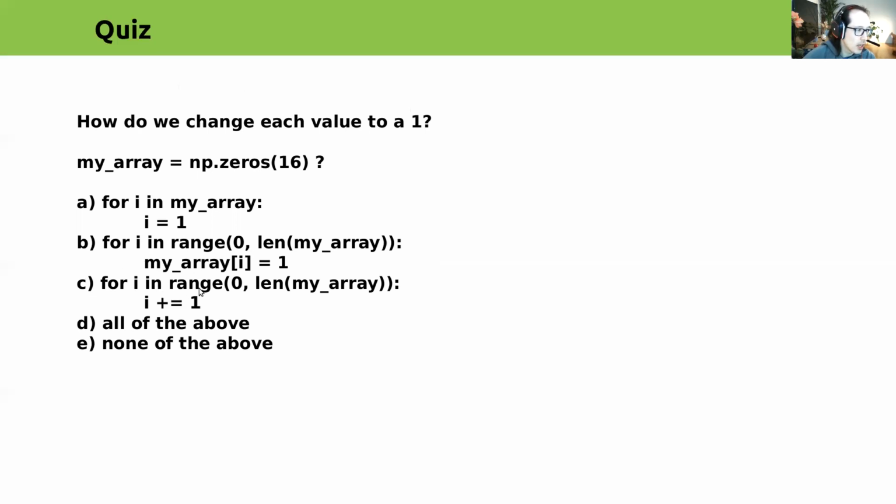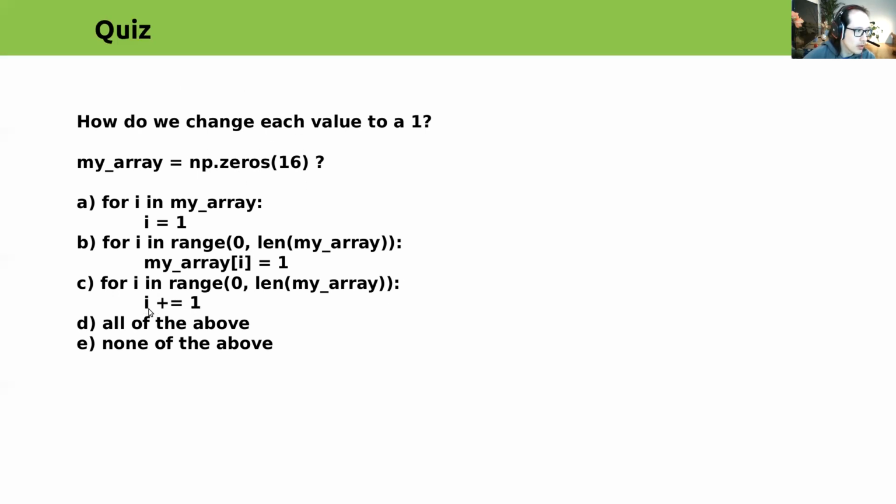Option C, for I in range 0 to length of my array, I plus equals 1. So this here starts the same. We're again going to have an I that's going from 0, 1, 2, 3, 4 up to the end of the length of this array here.